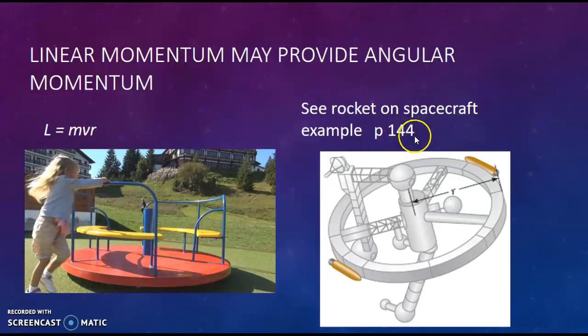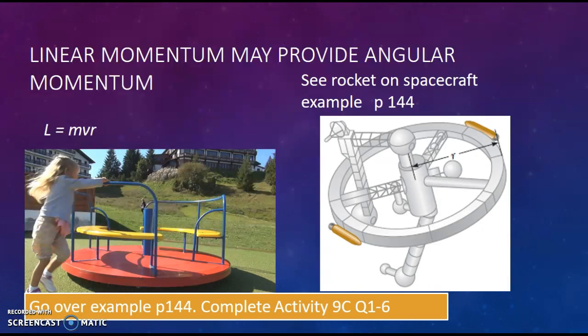There's also an example on page 144 where there's two rockets on the side of a spacecraft. We can have a look at that one. Once you've done that, go over the questions in activity 9C, questions 1 to 5.